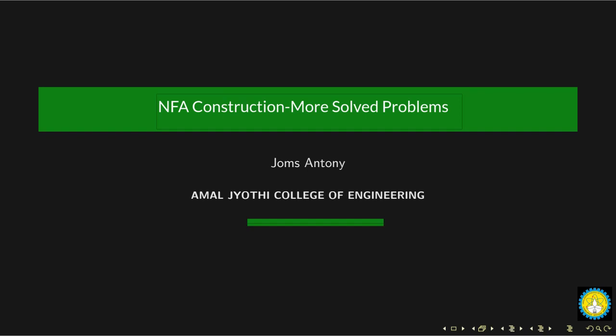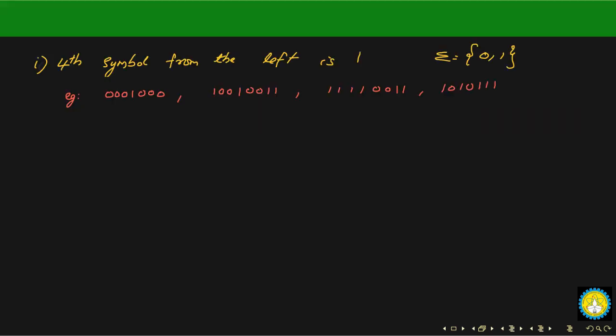So in this video, we are going to look at more examples for constructing NFAs. In fact, we'll look at more involved problems. In this question, we are asked to design an NFA which will accept all the binary strings whose fourth symbol from the left is 1. Let's look at some examples now.